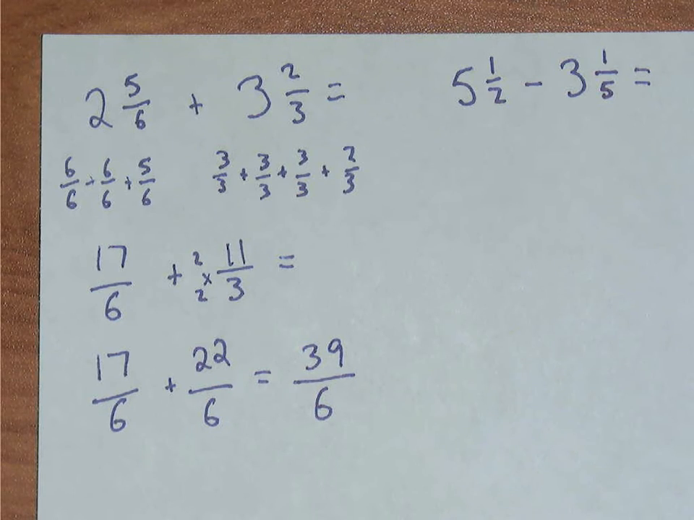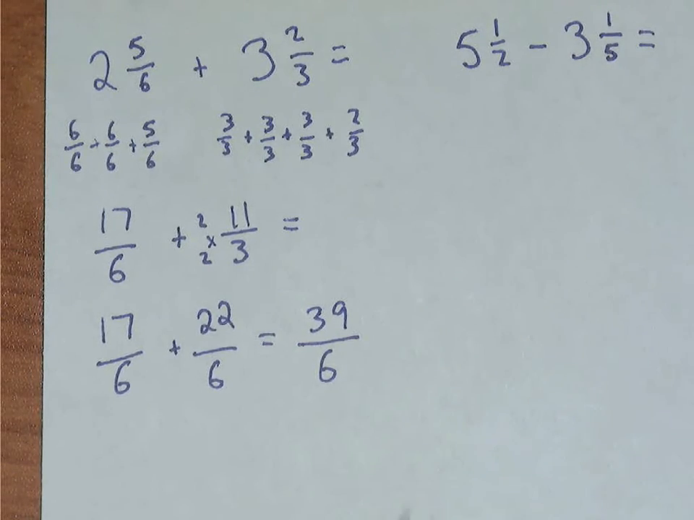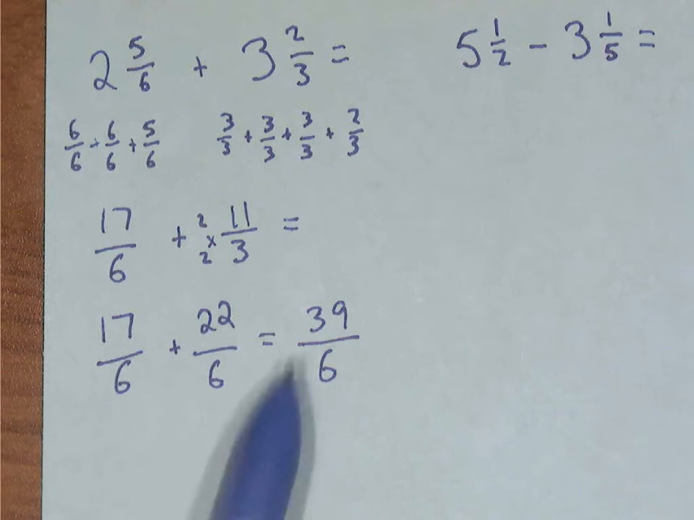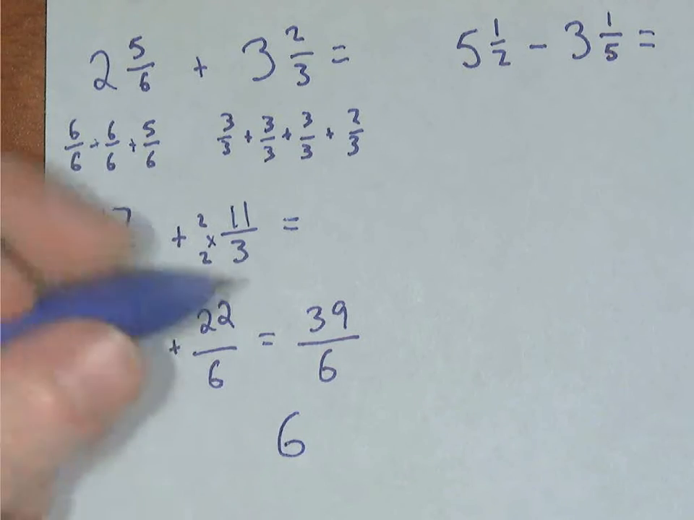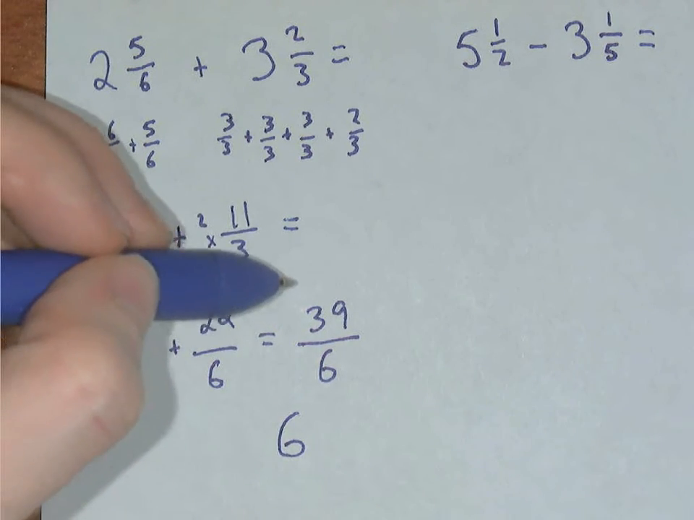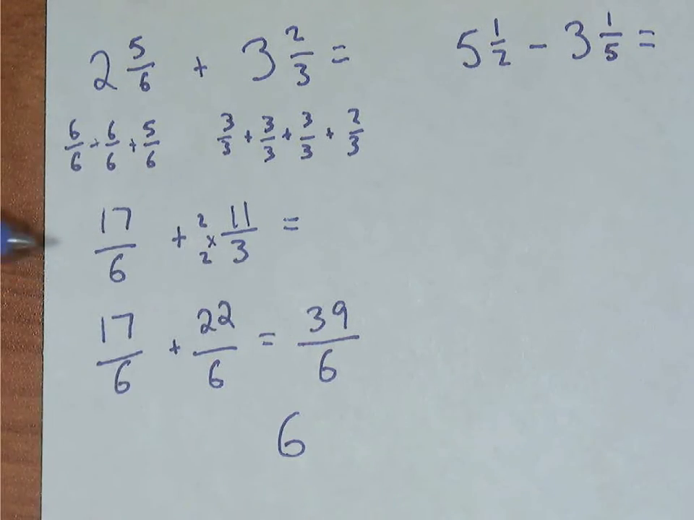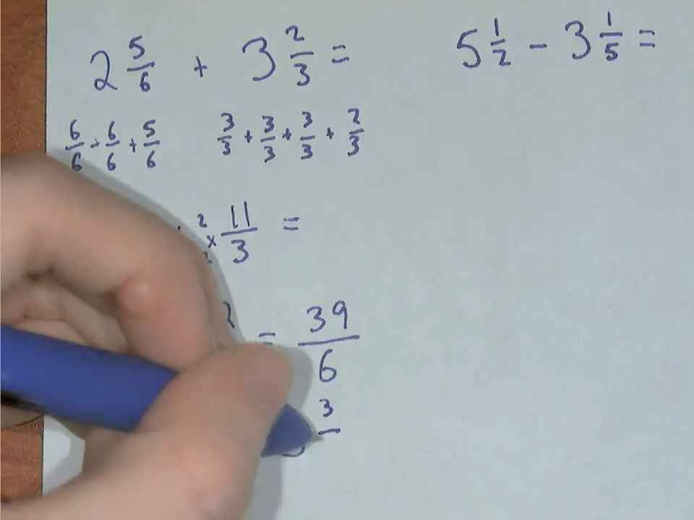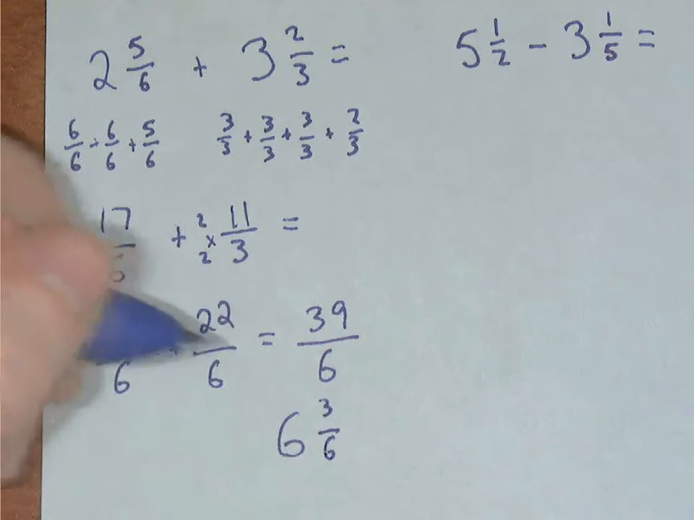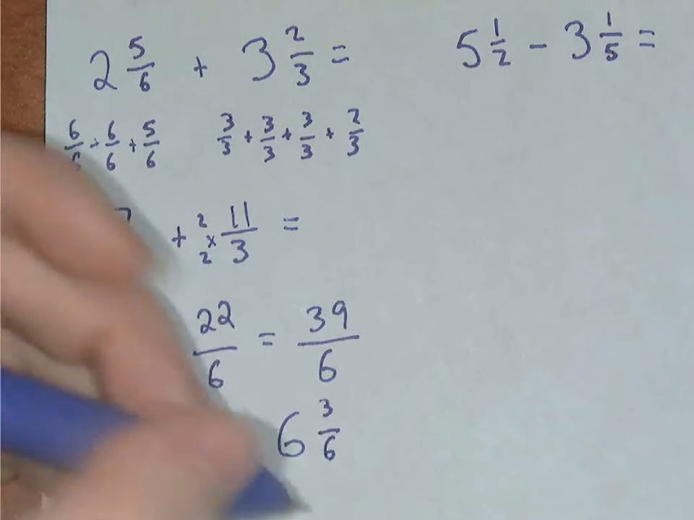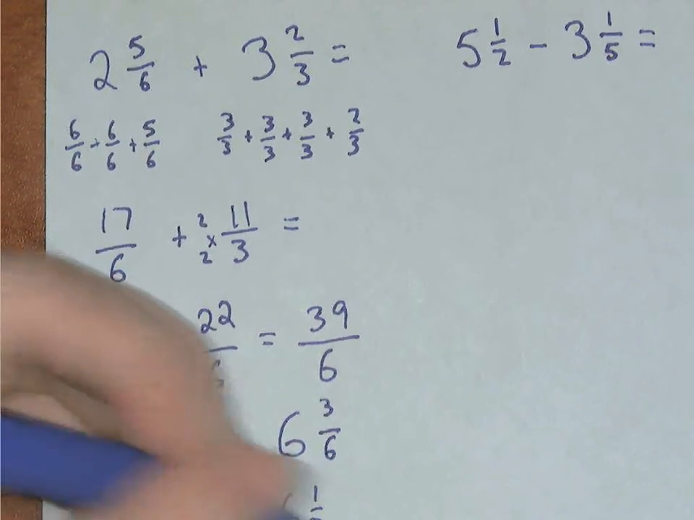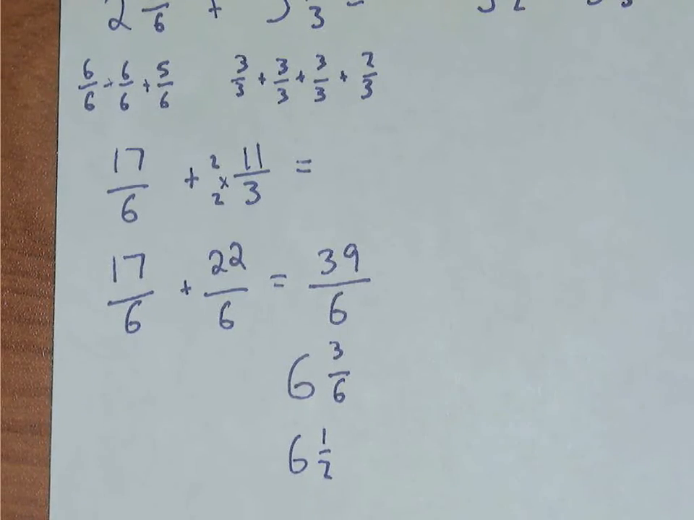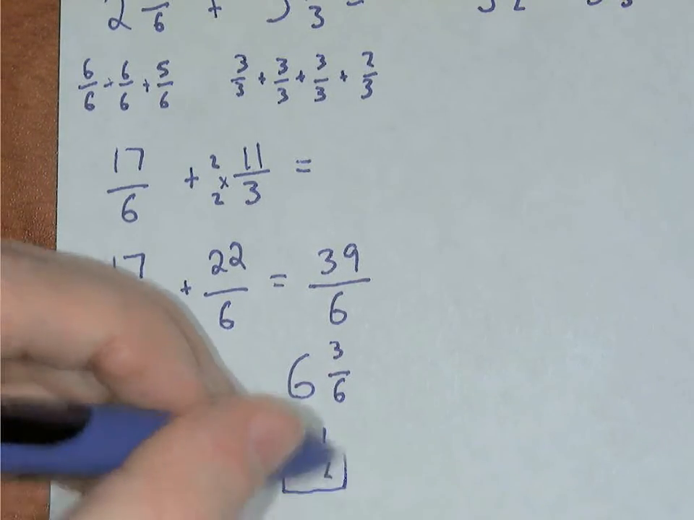I need to change that into a mixed number. So I think of my sixes, and I'm trying to get as close as I can to 39. And I know 6 times 6 is 36. So I am going to have 6, and that gives me 36 sixths already. But I need 39 of them. So I've got 3 more sixths there. So I've got 6 and 3 sixths. I could also call 3 sixths 1/2 and do 6 and 1/2 as my mixed number there. Let me move that up. So that could be my answer.